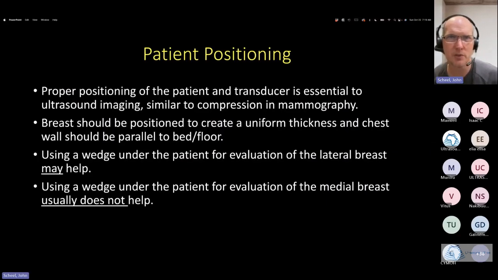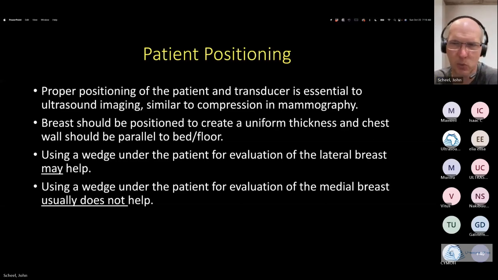So patient positioning. Proper positioning of the patient and transducer is essential. You want to use the probe to compress similar to mammography. It should be positioned to create a uniform thickness in a block of tissue. So that means that the chest wall should be parallel to the bed. So it can sometimes help to roll the patient up on her side or at a 45-degree angle so that the breast is sitting on the chest wall and not in the armpit or flopped over onto the other side.